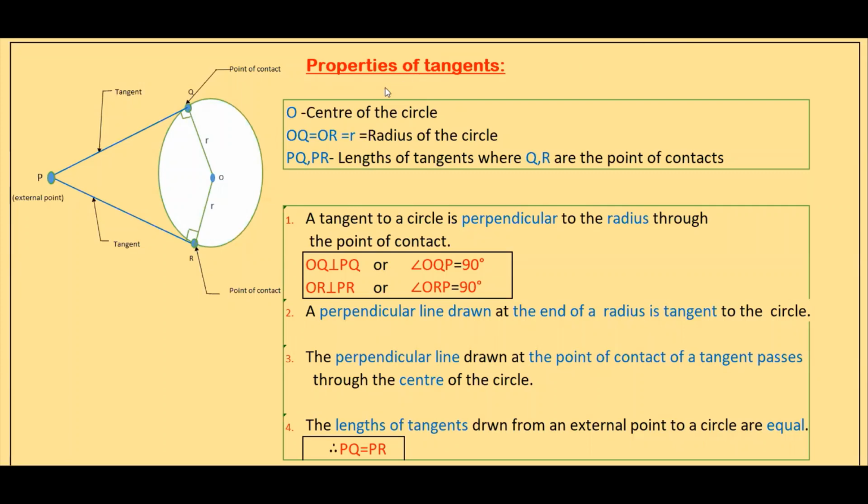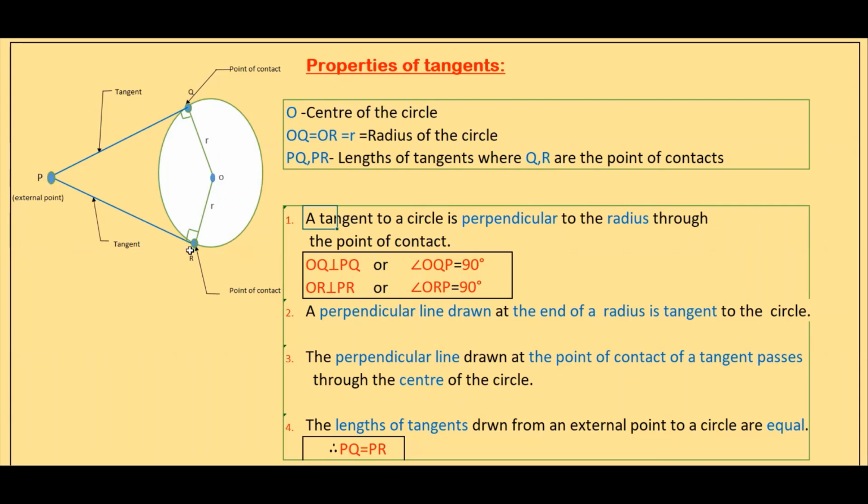Now I am going to tell some properties of tangents. You can see here this is an external point P, and we can draw two tangents from an external point to the circle. Here Q and R are points of contact, O is the center of the circle, and R is the radius of the circle. The first property: a tangent to a circle is always perpendicular to the radius through the point of contact. Here PQ is the tangent and OQ is the radius, so OQ is always perpendicular to PQ.